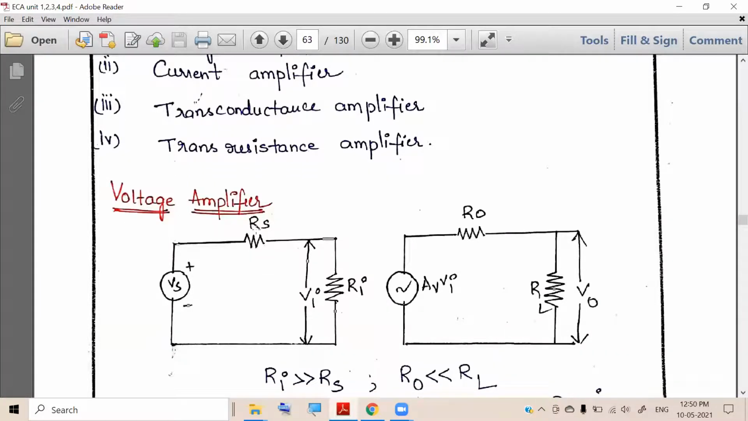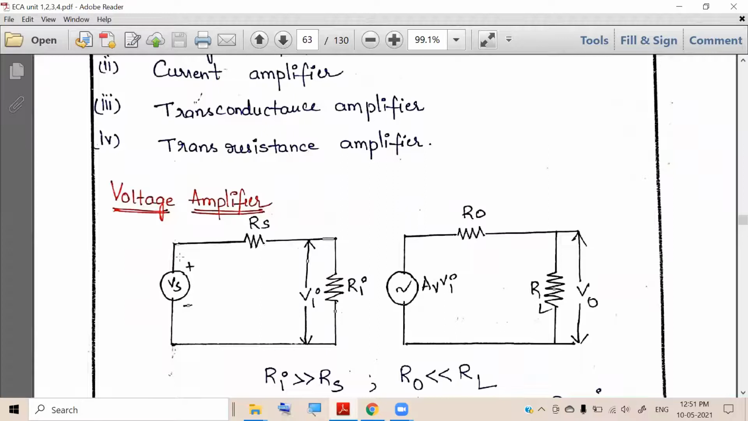So what we can say is, if II RI is much greater than II RS, then maximum signal will pass. II we can cancel out. One of the conditions is RI should be much greater than RS. Very simple.